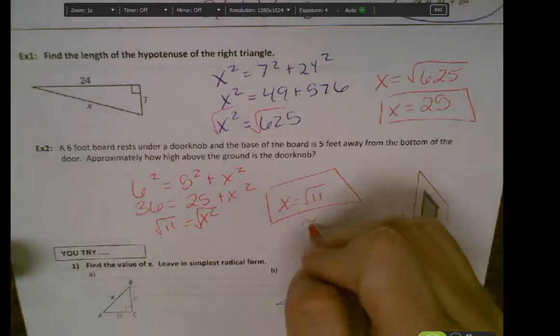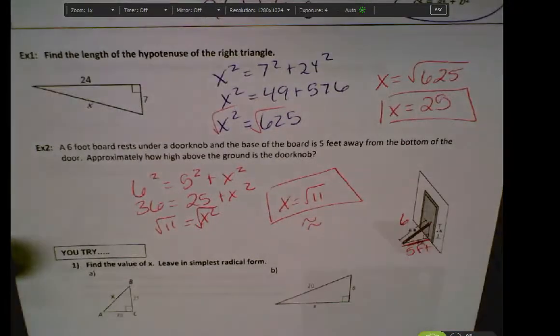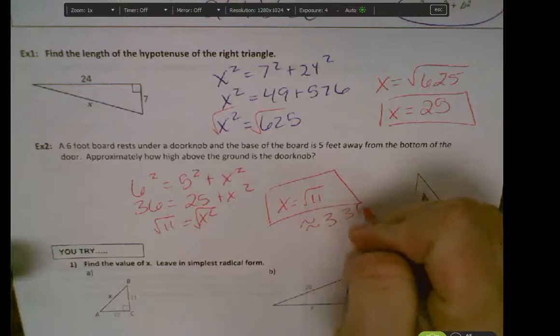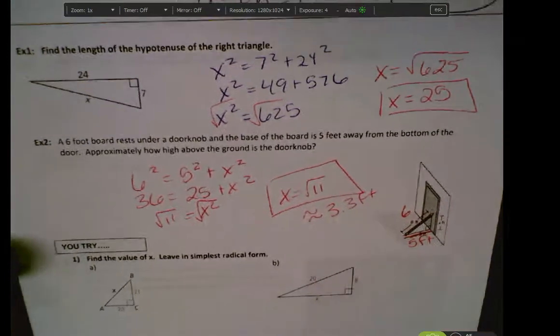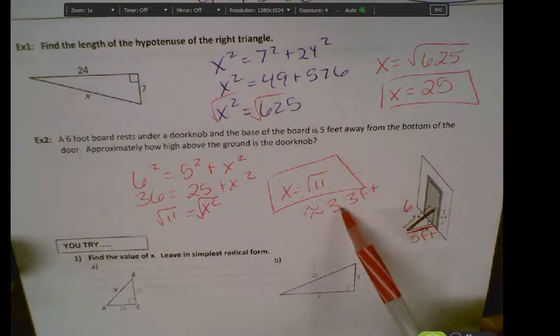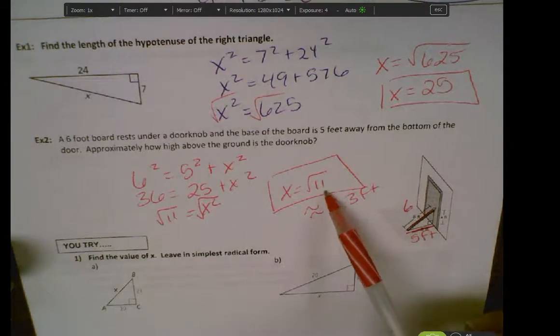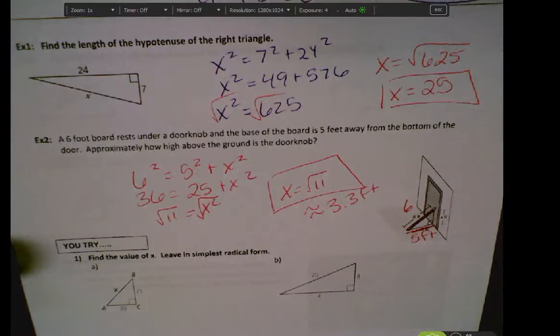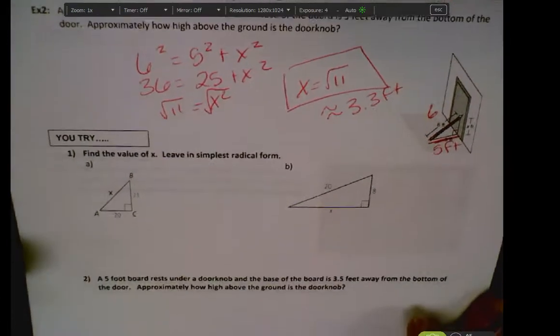In context, you can always put an approximate in there using your calculator. What's the square root of 11? And it's approximately 3.3 feet. Okay. So in context, if you're using an application problem, you are allowed to round and give an approximate. Otherwise, leave your answer as an exact answer, which is leaving it in the form of a radical.